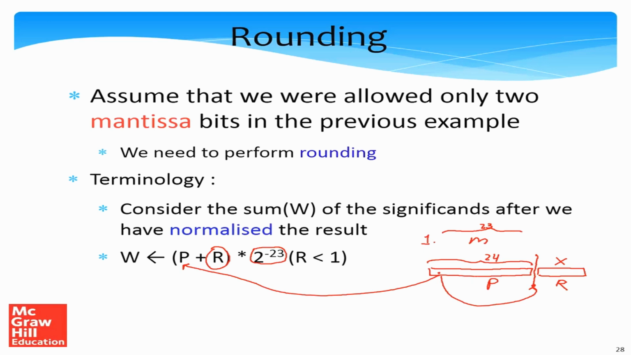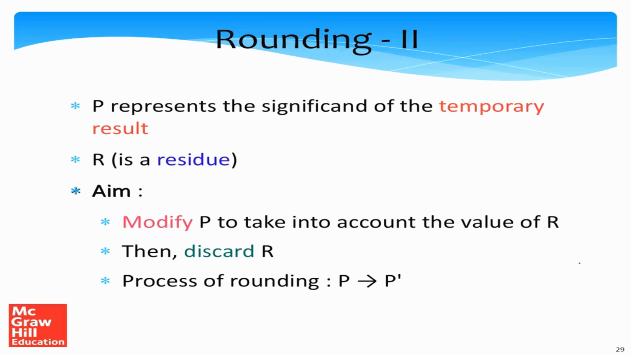So that's what we are assuming. So any number will have a regular significand and a residue, and the residue part is thrown out. So we want to round the significand in such a way that it reflects the residue correctly. The terminology again, P represents the significand and the temporary result. It's stored as a 24-bit unsigned number, right? That's P. And we are storing the residue as a number which is strictly less than 1.